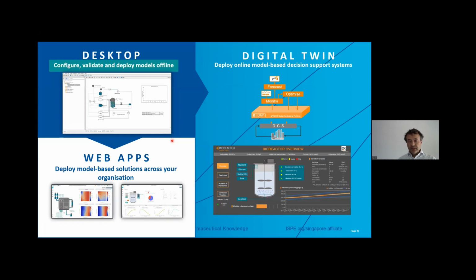So in brief, we have tools that are used by chemical engineers and biochemical engineers for configuring, validating, and deploying models. And those deployed models then go to web applications, which are used by people in manufacturing to say, well, actually, the excipient quality has changed. We have a different specific surface area of our lubricant.